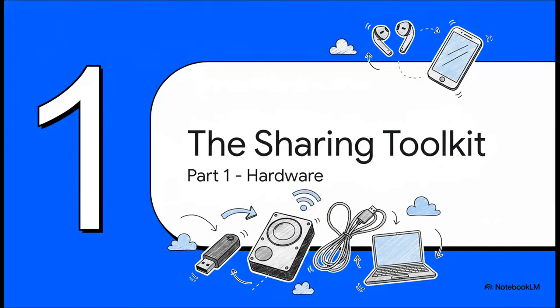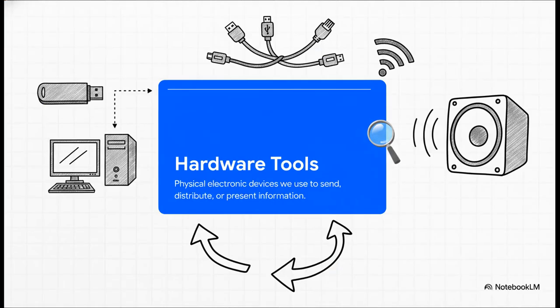Okay, first things first, let's talk about the hardware, the physical stuff, the gear you can actually hold in your hands. This is really the foundation of how we move all our digital work around in the real world. So what exactly are hardware tools? Well, to put it simply, they're all the physical gadgets we use. Think about it. It could be a tiny little flash drive you use to get a project file to your friend's computer, or it could be the giant PA system in the school auditorium. It's all the tangible stuff that connects our digital world to the physical one.